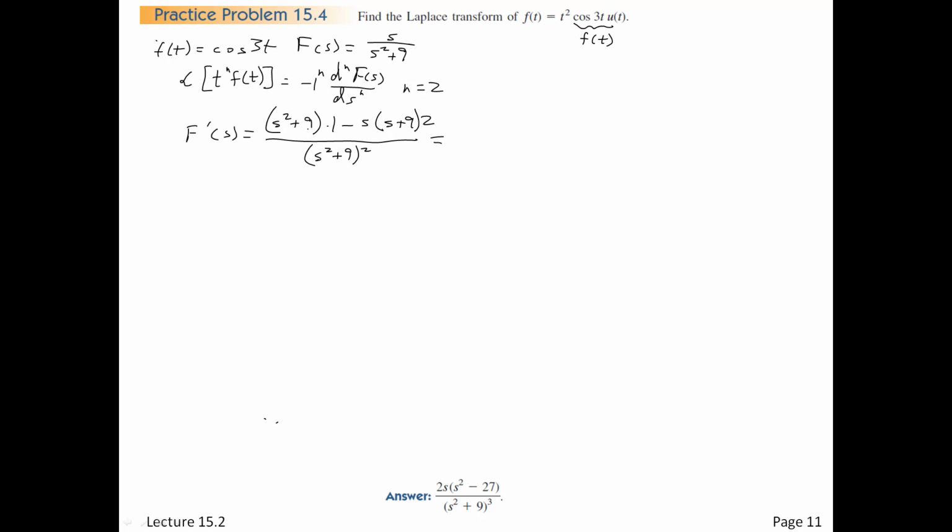So s squared plus 9, that's fine, minus s squared plus 9 times 2. So s squared minus 2s squared, that looks like we're talking about minus s squared. And 9, where are we at here? 9 minus 2 times 9. So that looks like s squared minus 18s plus 9.